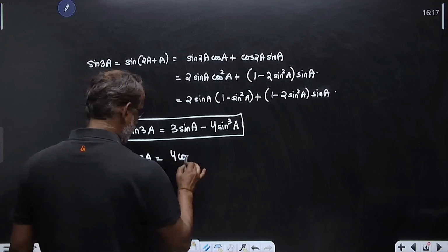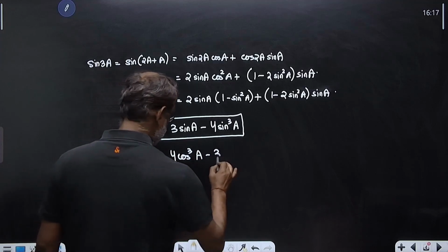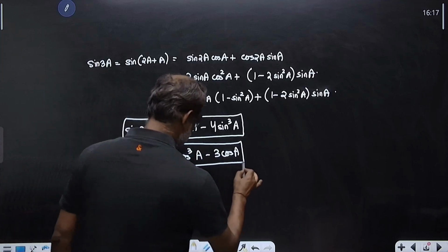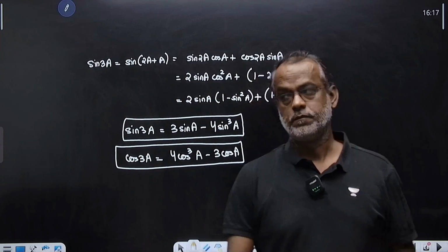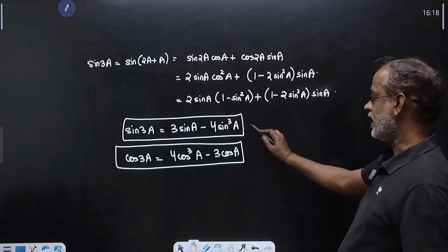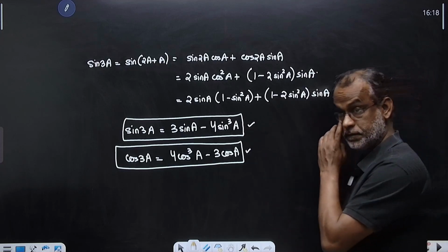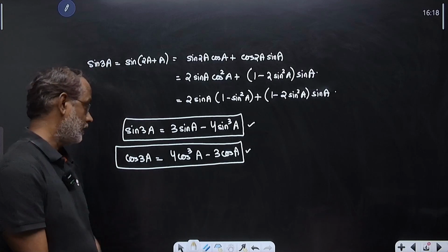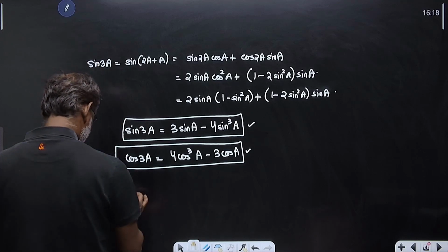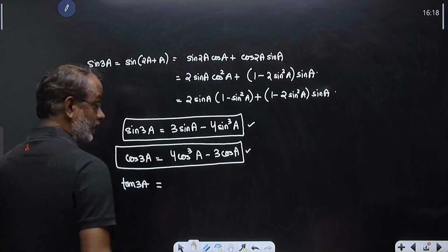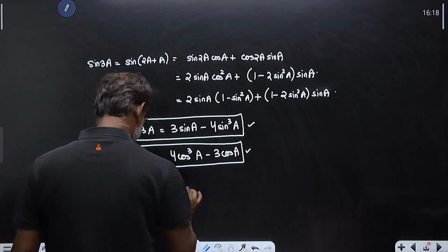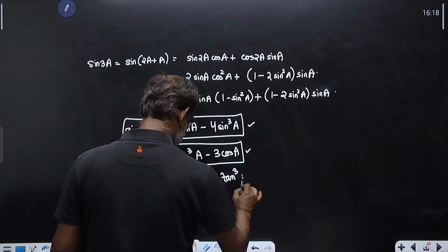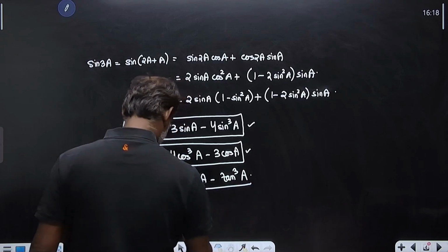What is cos 3A? Simply do it. I am finally writing the formula: sin 3A, cos 3A. We can also write tan 3A, tan 2A plus A. Similarly, you can find tan 3A by writing tan 2A plus A. This is 3 tan A minus tan cube A upon 1 minus 3 tan square A. You can understand how many formulae are there, okay?